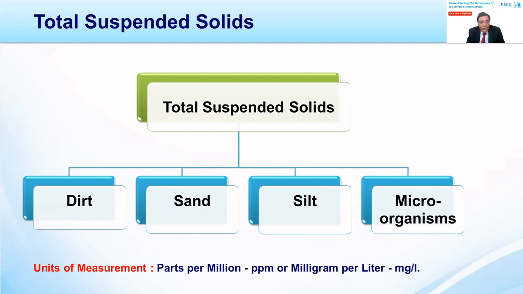And normally the units which we use for the concentration of various impurities are parts per million, ppm, or milligrams per liter. As I have already told you, the density of water is 1. That's why volume by volume and mass by volume units are the same in the case of water.